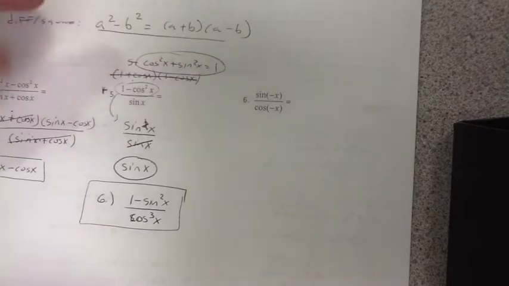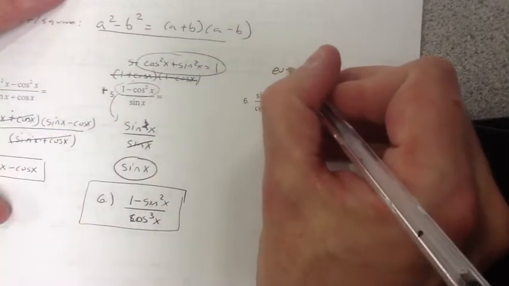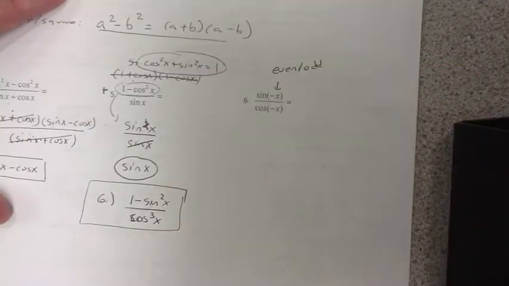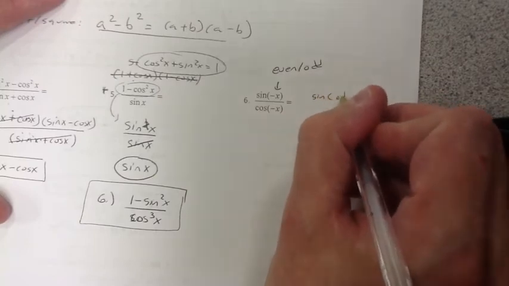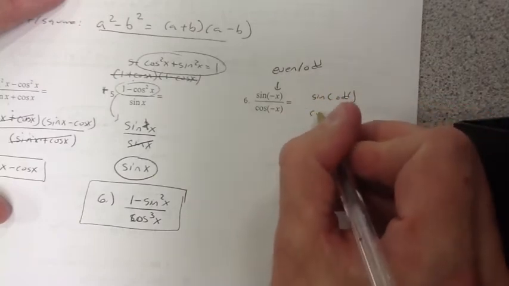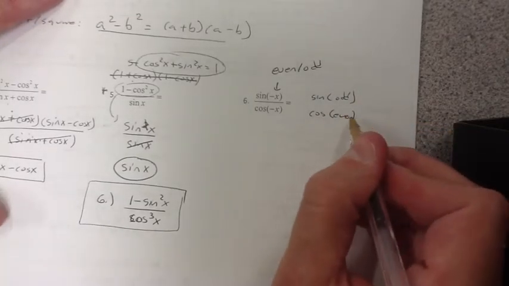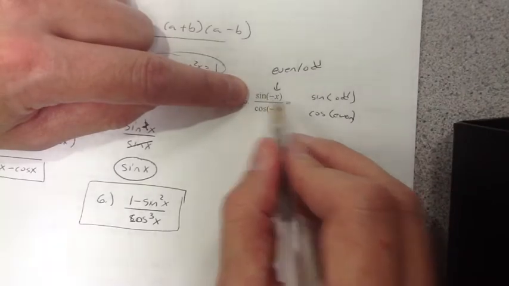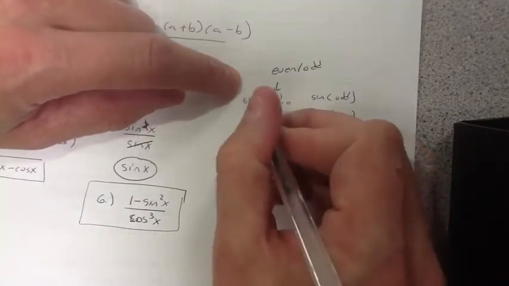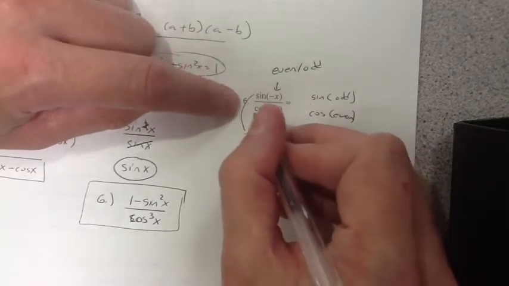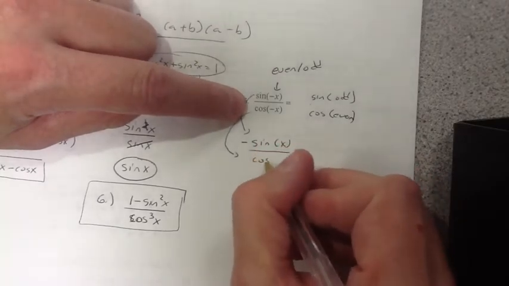All right. Number 6. Now, anytime you have a negative on the inside, they're talking about our even and odd relationships. Now, remember, sine is odd. Cosine is even. So what this means for us, if we have the sine of negative x, because sine is odd, this becomes negative sine of x. And that's what the top one becomes. Cosine is even, so that means that the cosine of negative x becomes just the cosine of x.